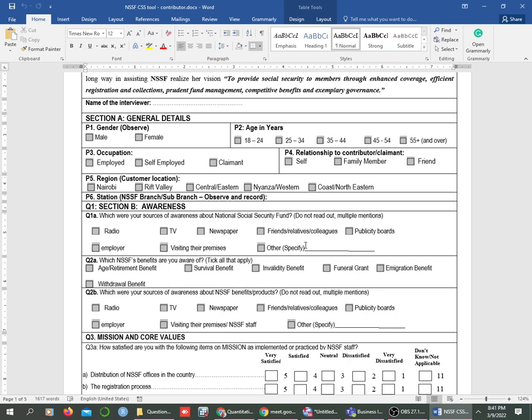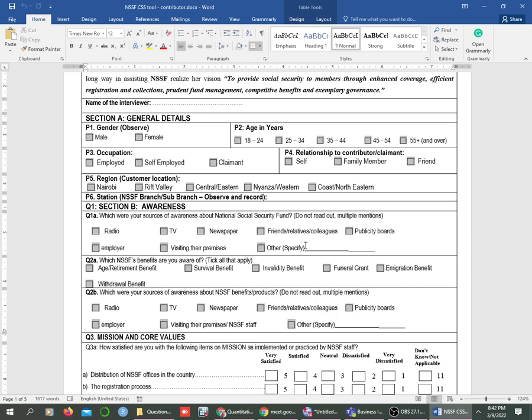And then the way you respond to those responses, which are now becoming variables, will be yes and no. It's more like you're asking someone, is radio one of the sources of awareness on an SSF? If they check it, it means they're saying yes. If they don't check it, it means they're saying no. So that is how we're going to code it in our software.